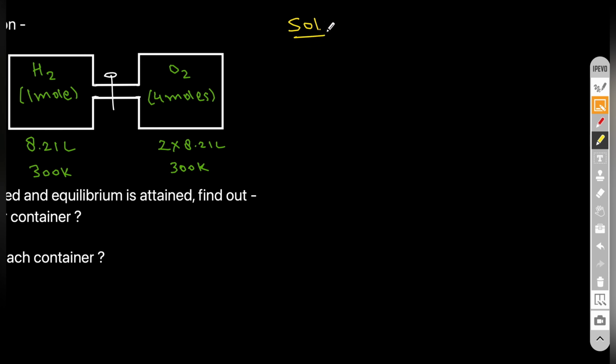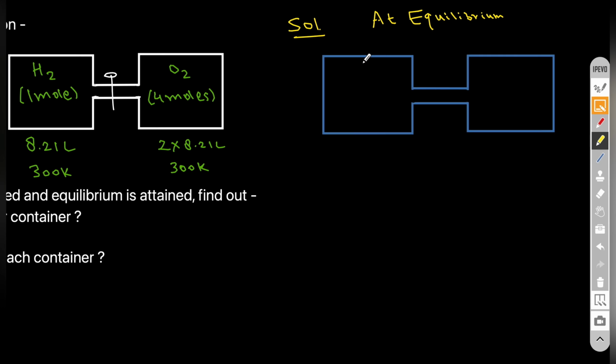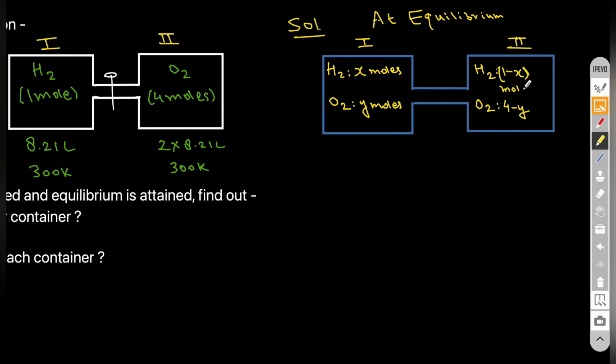First we'll draw the diagram of the condition at equilibrium. Here we have two containers on the left and right side. Let's name them 1 and 2. We have S2 gas, which is 1 mole on the left side. At equilibrium it will be left as X moles, and the O2 that will come to the left side will be Y moles. On the right side, to balance the total moles, for S2 it will be 1 minus X, total minus how much has been displaced. Similarly for O2 it will be total minus how much is displaced, so 4 minus Y. These are the moles on the right side, container number 2.